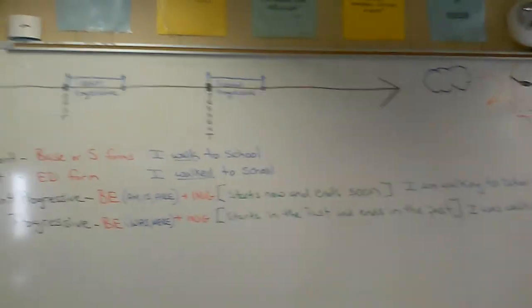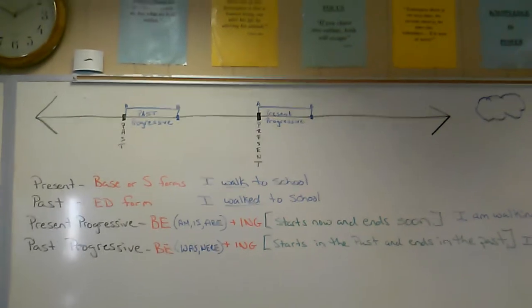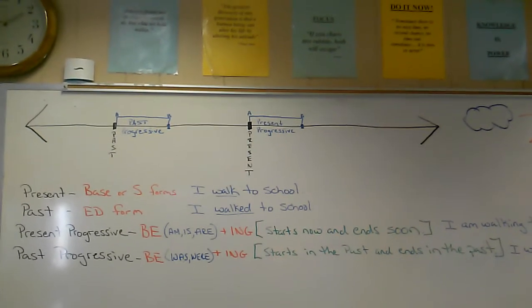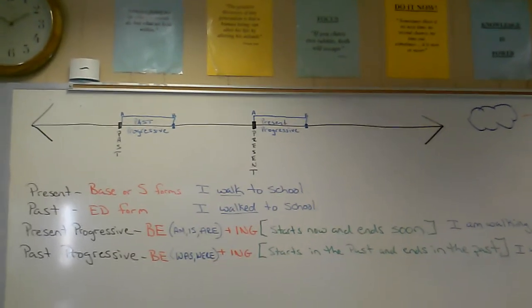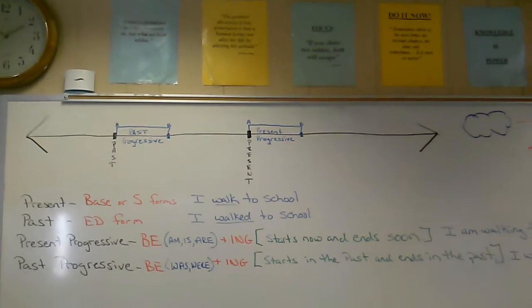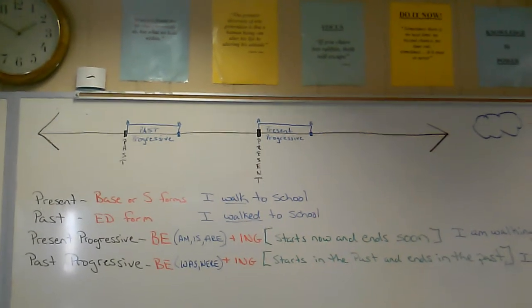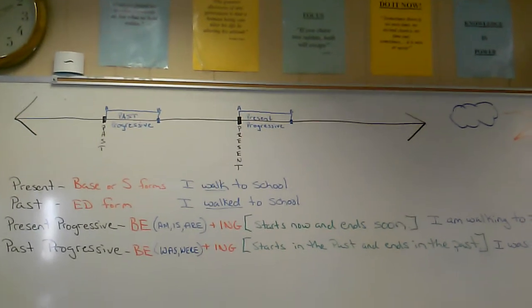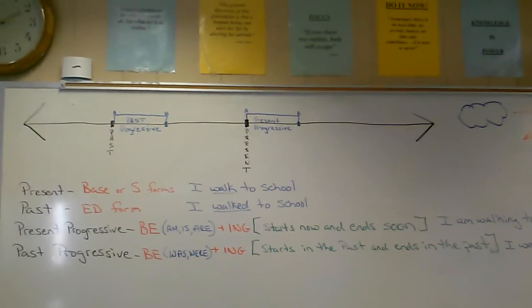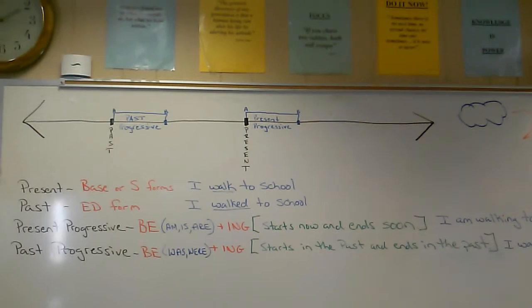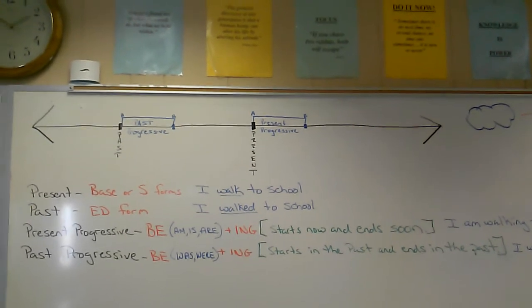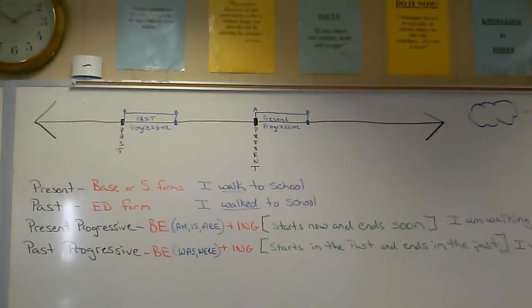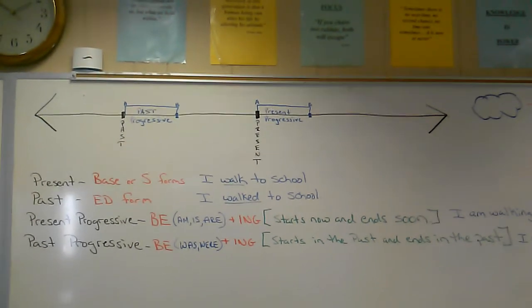Now, if you go back to the timeline, you will see the past progressive on the left in blue. It starts with point A and it ends with point B. And if you look at the present progressive to the right in blue, it starts at point A in the present, and it ends a little bit forward in time, okay? And it's called present progressive. That is what it would look like.